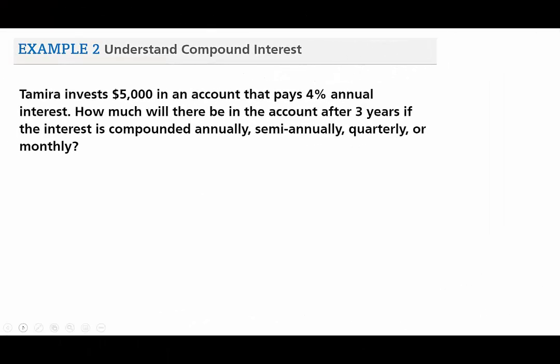The next question is talking about money. So we invest $5,000. So we're starting with that $5,000 and the rate is 4%. We will have to convert that to a decimal. How much will there be in the account after 3 years? If the interest is compounded annually, semi-annually, quarterly, and monthly. So that means that the value of N will be changing.